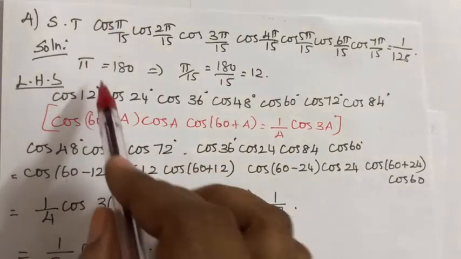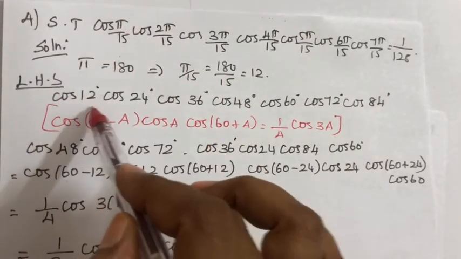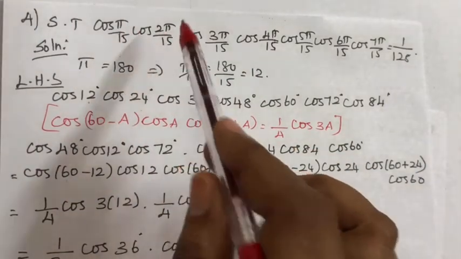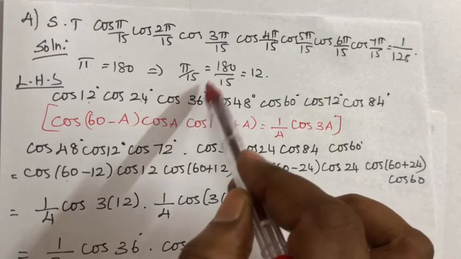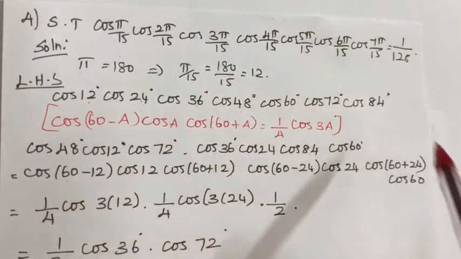Okay, so I rewrite the radian values in degree measures. So pi by 15, that is 12. 2 pi by 15, 24. 36, 48, 60, 72 and 84, multiples of 12.